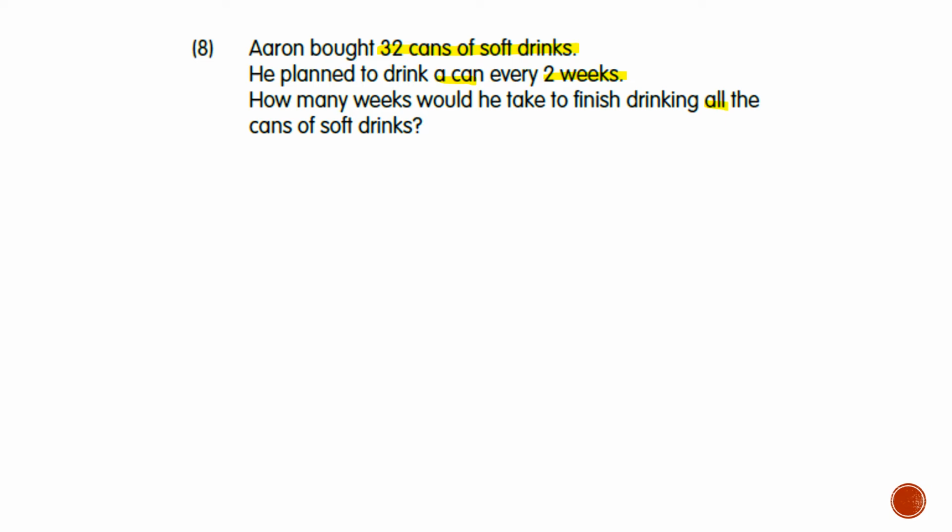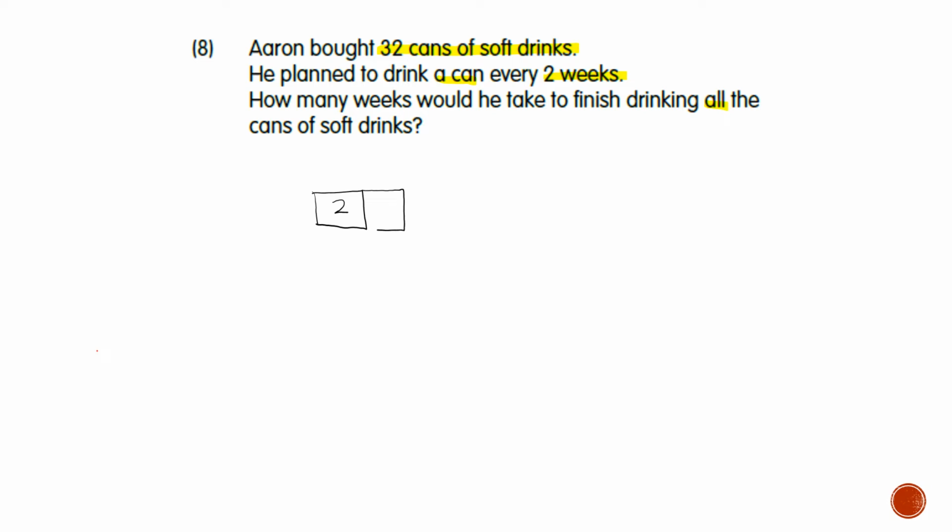So think of it this way. I'm going to draw a very simple model. First, one box represents a can. He takes 2 weeks to finish one can.